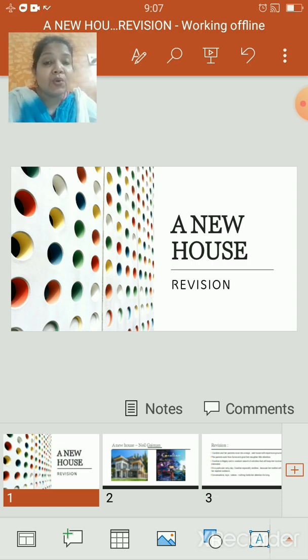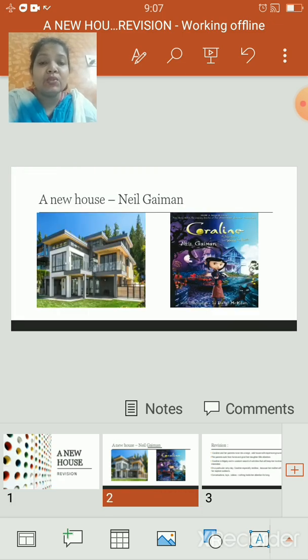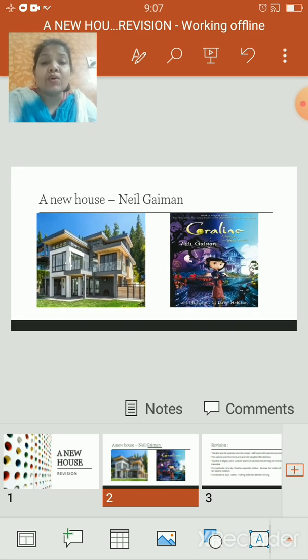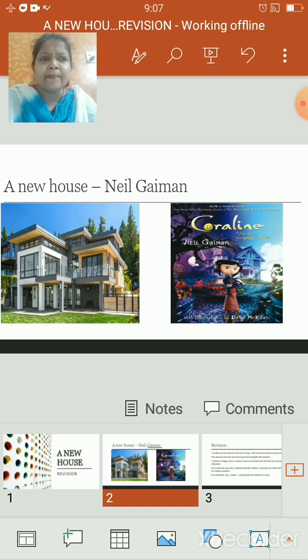All right. So, we will start with your first lesson of English voice. Lesson number one, that's a new house. As you know, this particular lesson was written by the author Neil Gaiman, and he was an English writer. Now, children, the story was really fantastic, and it kept us engrossed in what is going to happen next. The reason is over here there's one character named Coraline, and Coraline is a young girl who has just moved into a new apartment with her parents.